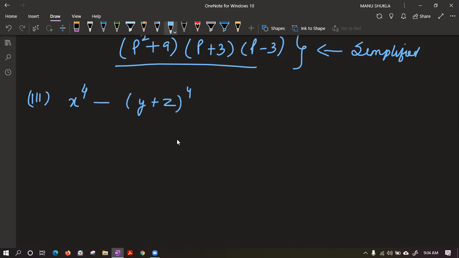Class, please help me. From where did this x power 4 come? Please help me.